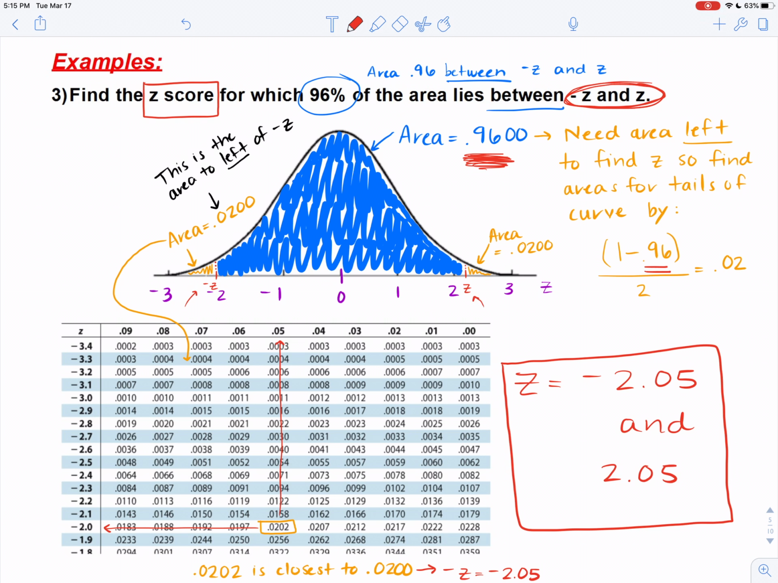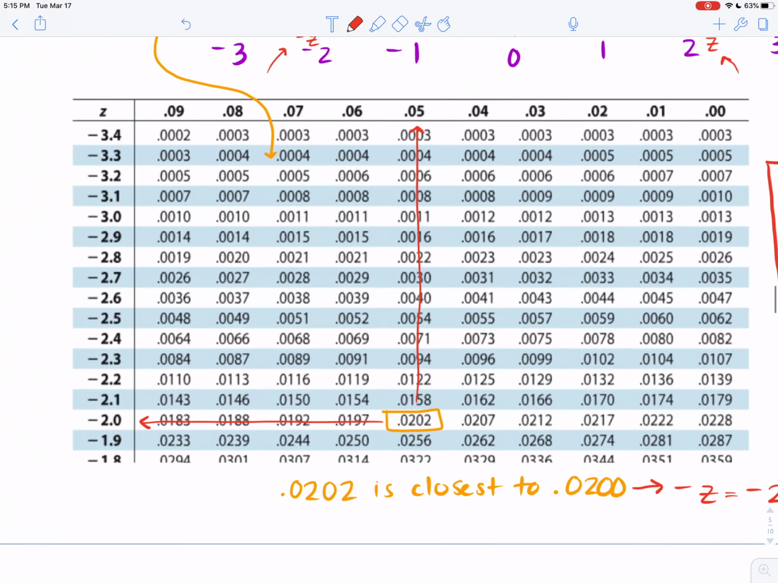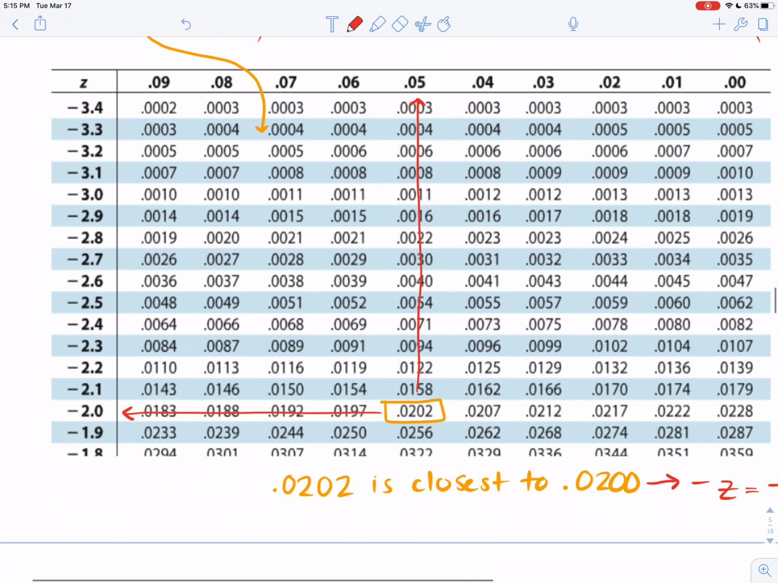All right, so I took the area left to my table. All right, 0.02 is what I want. I couldn't find the exact area, so again, I got as close as possible. And the corresponding z-score for that closest area was negative 2.05.